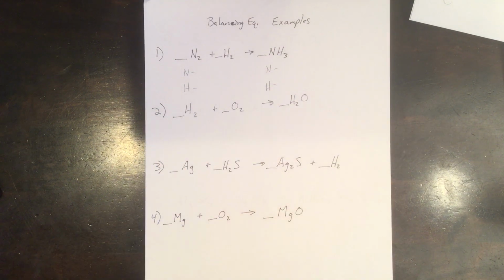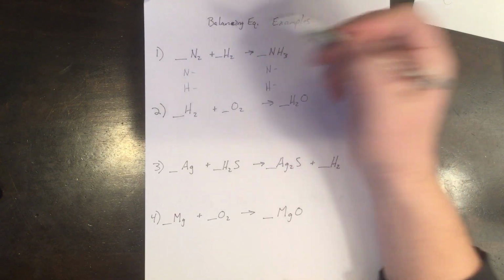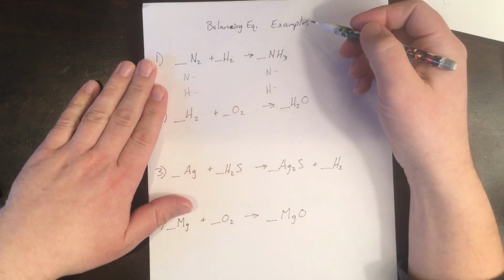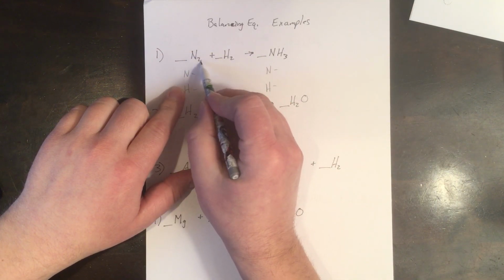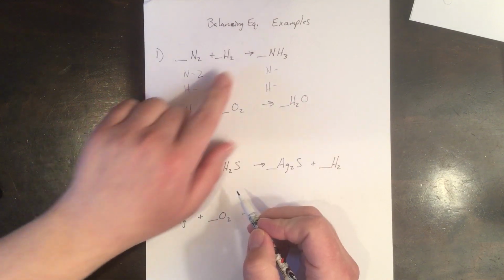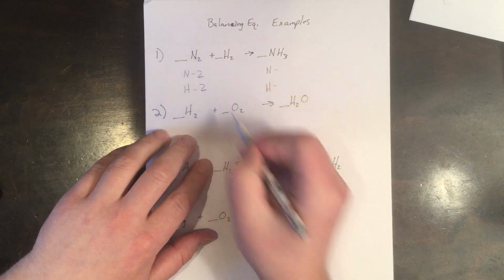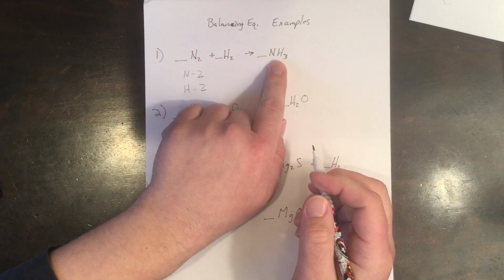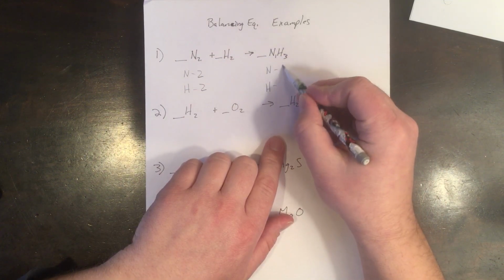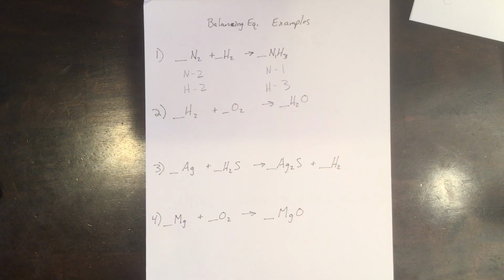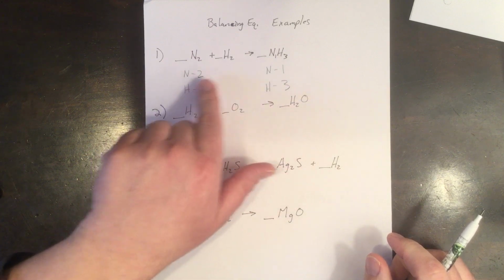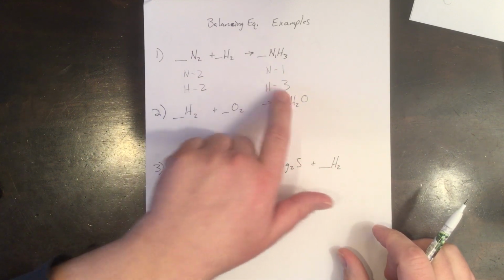Now I went through this real quick in another video going over the notes, that these aren't negative signs. I just put a little dash there to create some space between the element and our number. So here we have two nitrogens. Here we have two hydrogens. Here we have one nitrogen and we have three hydrogens. And you can see that they're not balanced. So there's 2 and 1, and then 2 and 3.